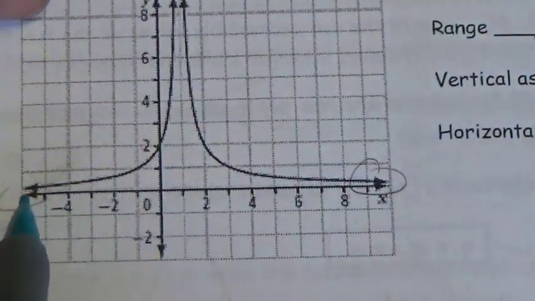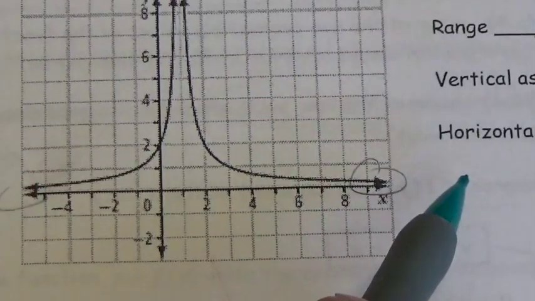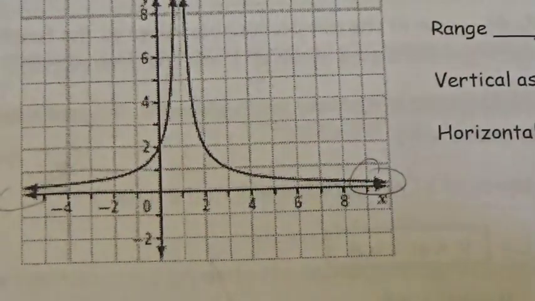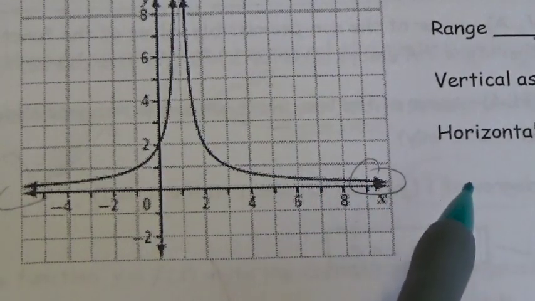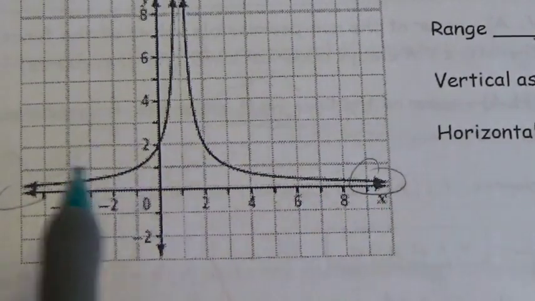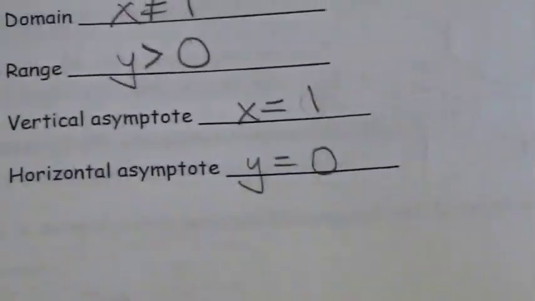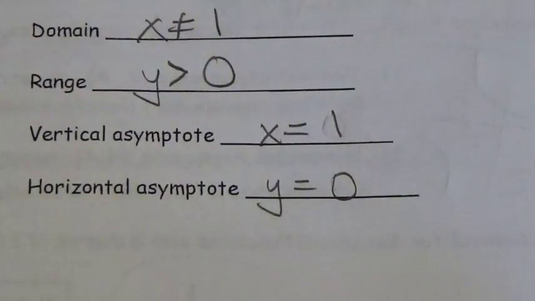The graph drops down as you go further and further away from the origin. As your x-coordinates get larger and larger, the graph's y-coordinates are getting closer and closer to 0, the x-axis. And that's true in both directions there. That's my horizontal asymptote. Y is equal to 0.